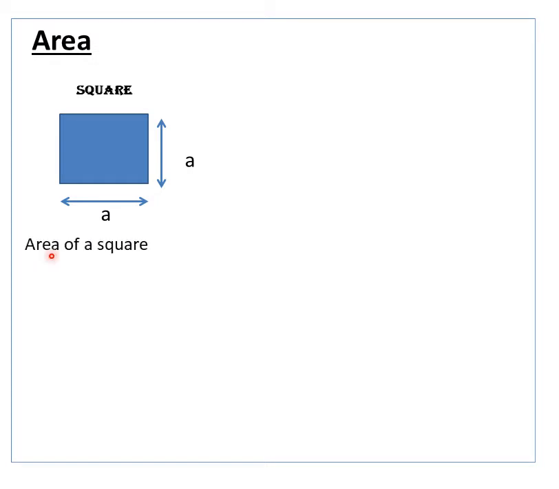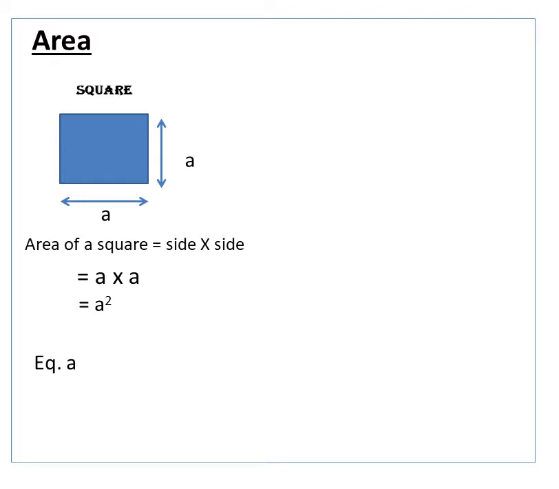So let's see the area of a square. Here we have a square whose side measure is, let's say, A. Now a square is a figure in which all the sides are the same. So if this is A, this also is going to be A. The area of a square is equal to side into side. What is the side here? It is A, so it is going to be A into A. When you multiply this, you get A square.